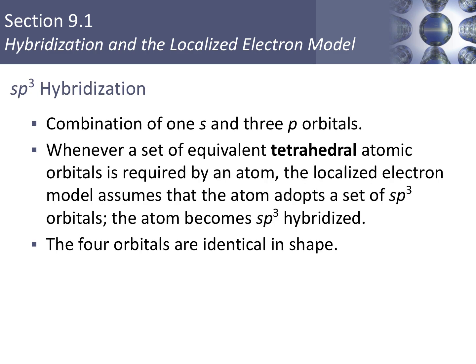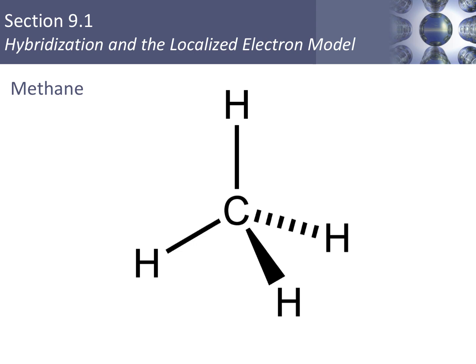Let's start with sp3 hybridization. This is when we combine 1 s and 3 p orbitals. So that's 4 atomic orbitals, and we get 4 hybrid orbitals that are now identical in shape and energy. We usually see this type of hybridization with a tetrahedral shape. So something like methane, a carbon bonded to 4 hydrogens with 4 hybrid orbitals, gives us that tetrahedral shape, as you see here.